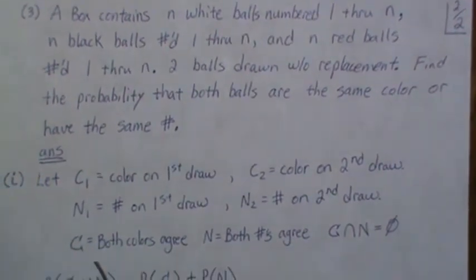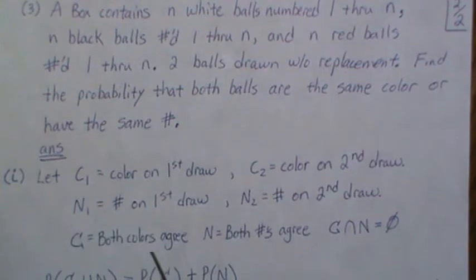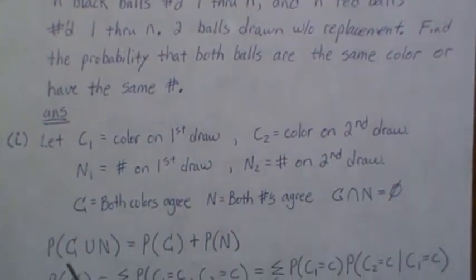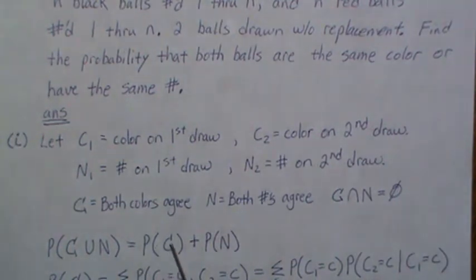Now, capital C is both colors agree, and capital N equals both numbers agree. And notice that the event C intersect N is 0, because you can't have both colors agree and both numbers agree. So we want to find the probability that both colors agree or both numbers agree, which is equal to the probability of both colors agreeing plus the probability both numbers agree minus the probability that both colors agree and both numbers agree, which is 0.